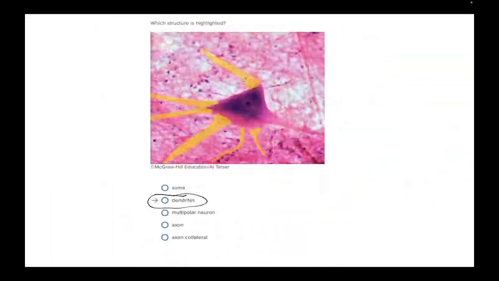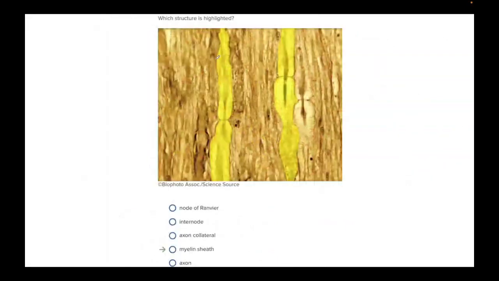Okay? So now when we go to this picture here, the yellow structure is the myelin sheath. The Schwann cells make myelin. That's the insulation. What's inside of it is the axon.